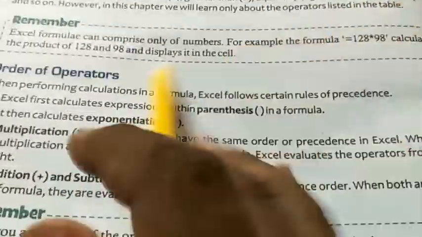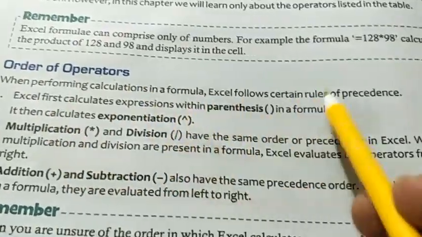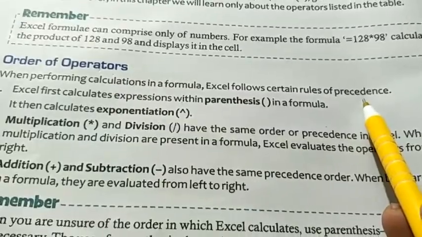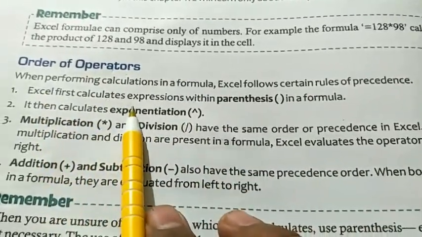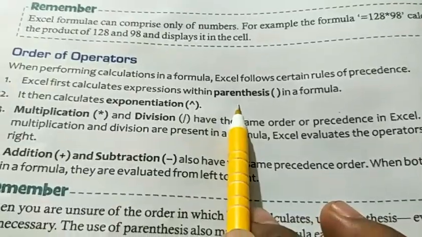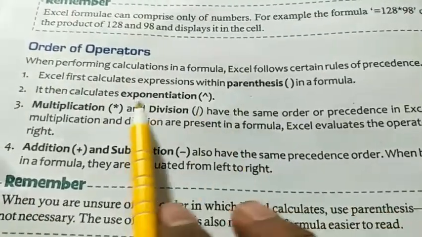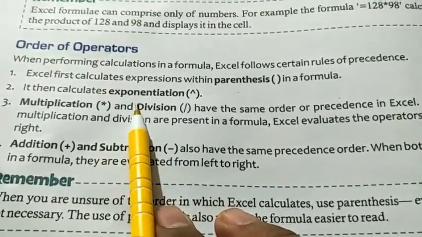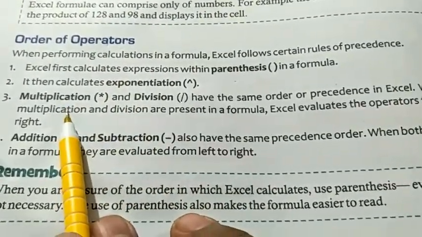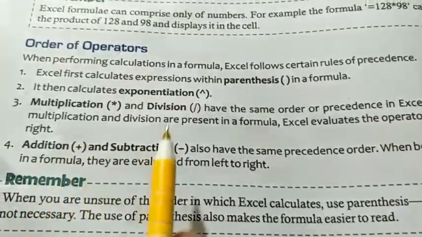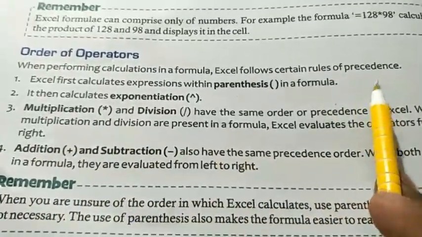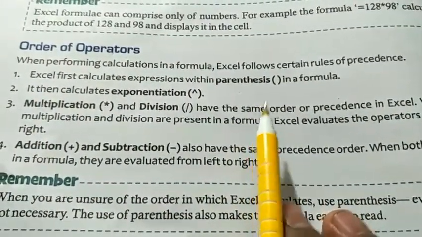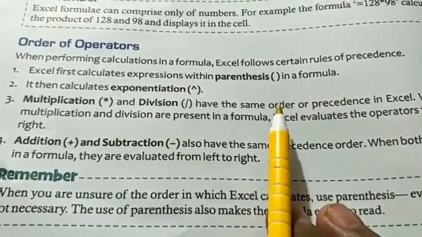So look here, Excel follows certain rules of precedence. Precedence means which will be calculated first. Excel first calculates expressions within parentheses, meaning it first solves the brackets. After that, powers, exponentiations. After that it will solve the multiplication, then division, and then addition and subtraction. That is the precedence, the order of operators. In this order, operators will be calculated in Excel.